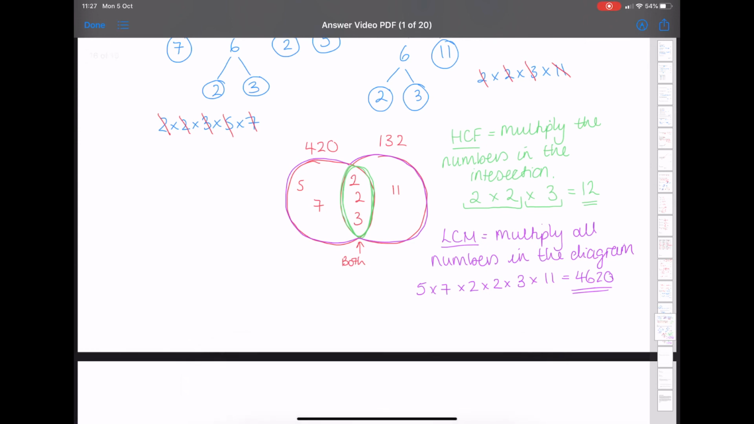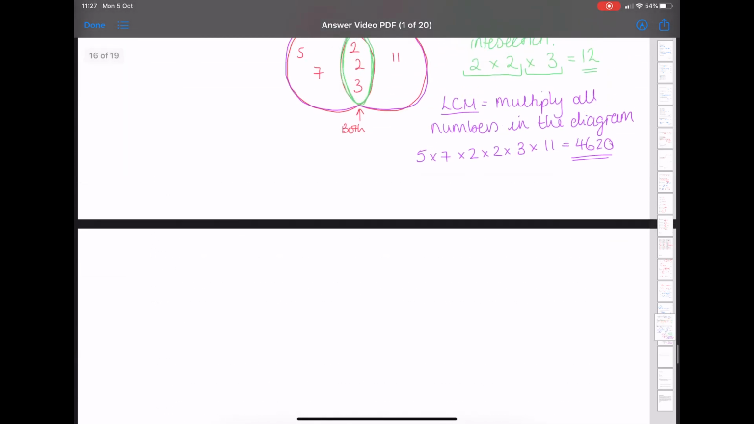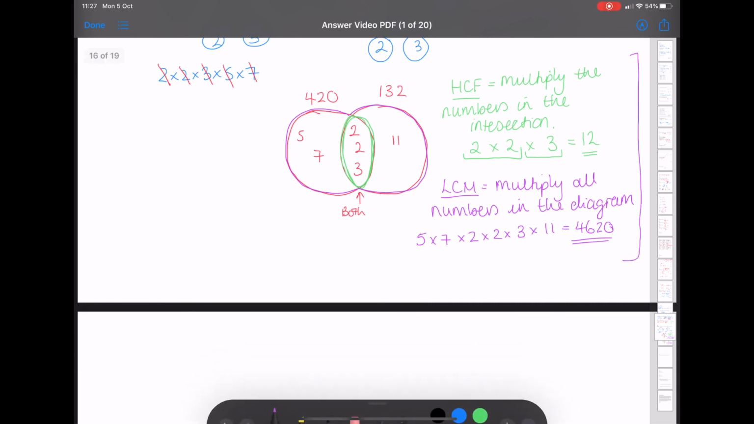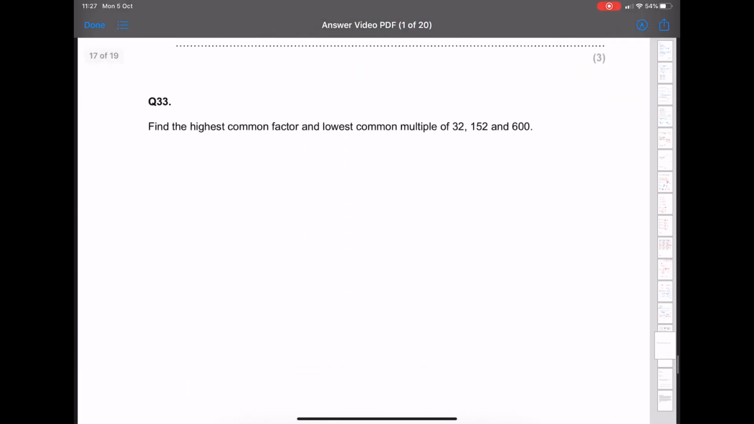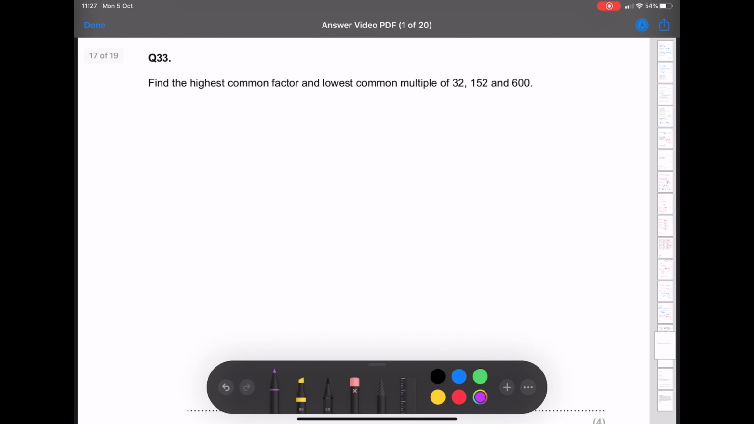Those are tricky questions. I am going to do the final one. As you can see, those are the 2 answers for that question. Now, I'm going to do the final one. Even though it was tricky, I think it would benefit you. For this third one, it is asking you to find the highest common factor and lowest common multiple of 32, 152, and 600. Because you've got all those 3 numbers and they're quite big, I would recommend that you do this the same way we've just done.